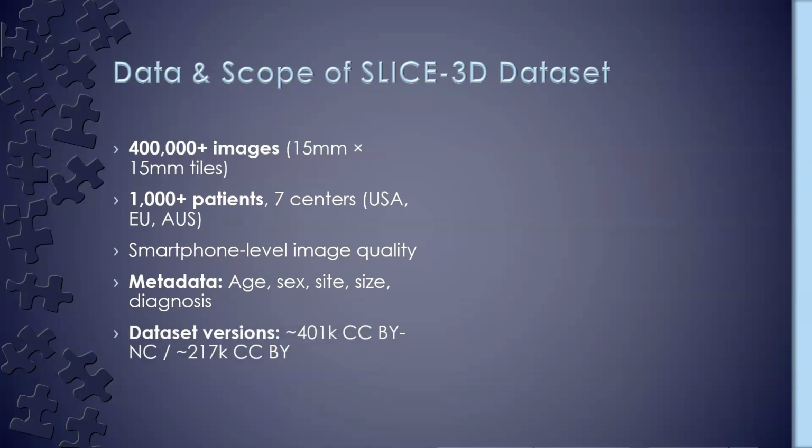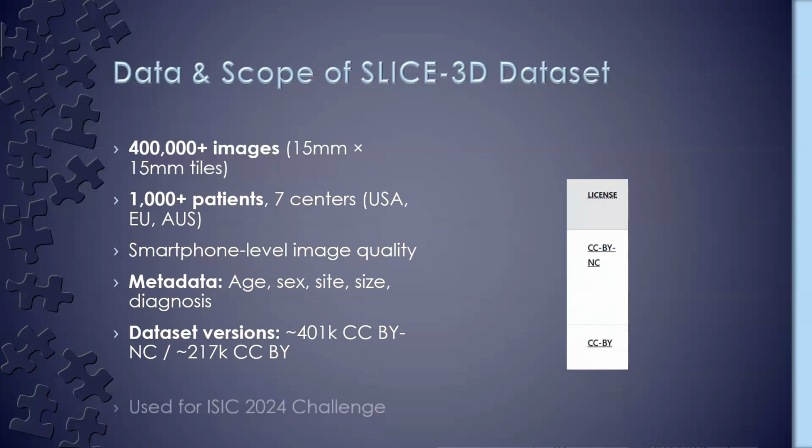There are two versions of the dataset. One is CC BY-NC license, which means for research and non-commercial use only. Another one is CC BY, even more flexible, even for profit. The dataset was used for the ISIC 2024 challenge.